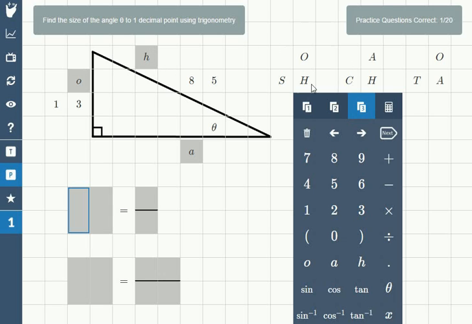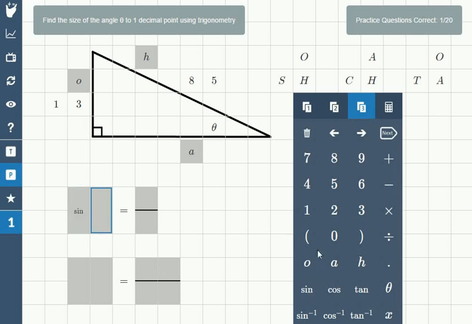Up here in the top right hand corner, I've got quick representations of the three trigonometry formulas. Sine theta equals opposite over hypotenuse, cos theta equals adjacent over hypotenuse, and tan theta equals opposite over adjacent. So what we want to do is choose one of those three formulas that has opposite and hypotenuse in it. And that's obviously going to be the sine formula because the other two do not have both opposite and hypotenuse in them.